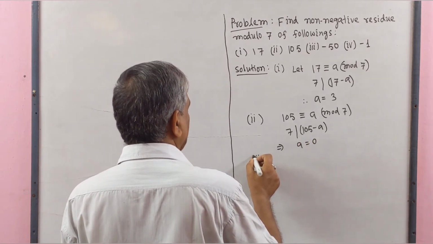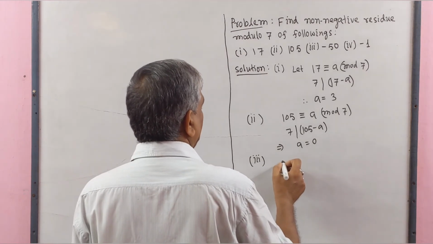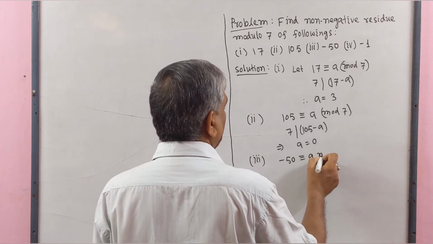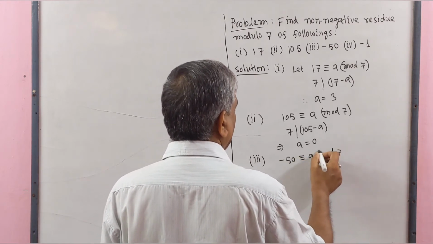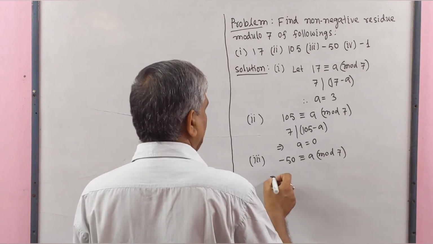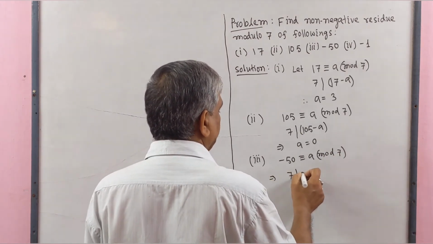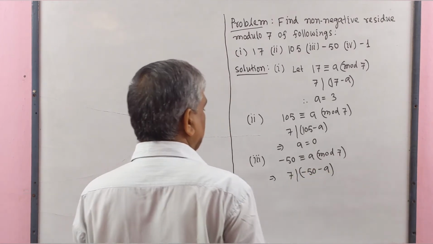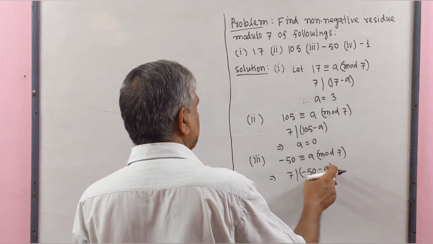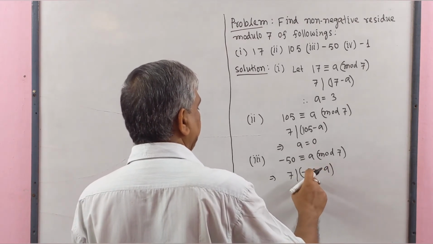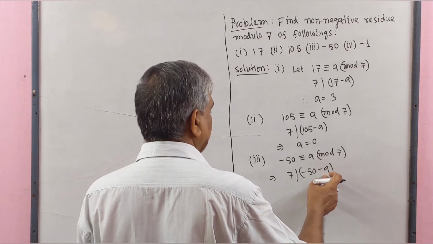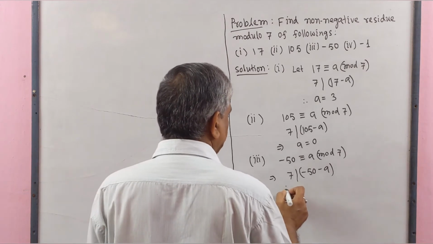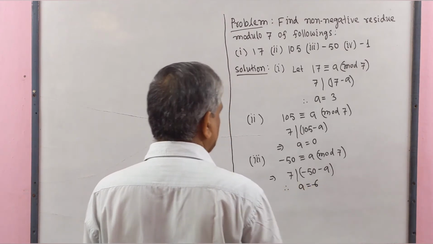Number 3, minus 50 congruent A modulo 7 implies that 7 divides minus 50 minus A. If we write 6 in place of A, we get minus 56, and 7 8s are 56. So therefore A equals 6.